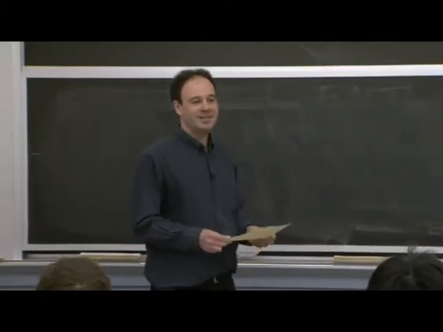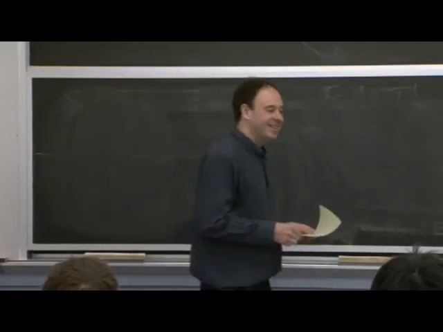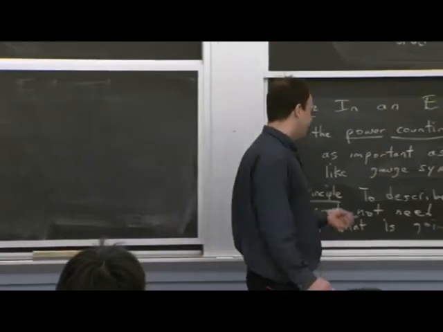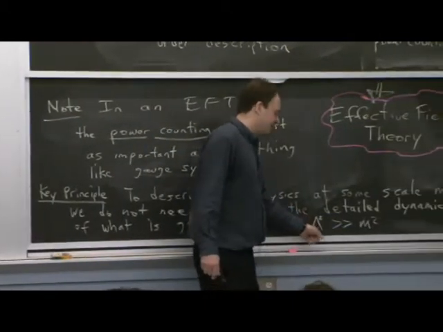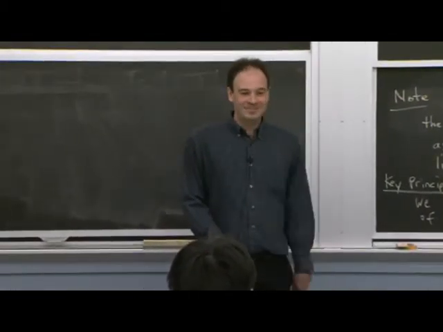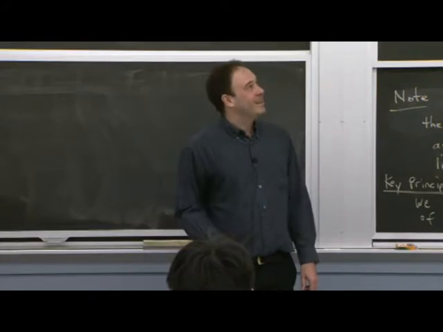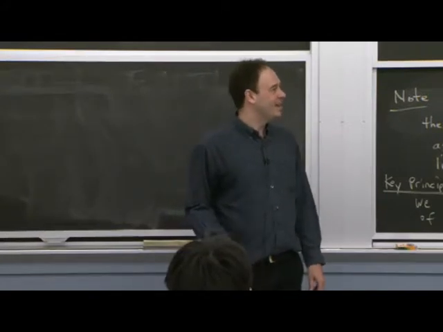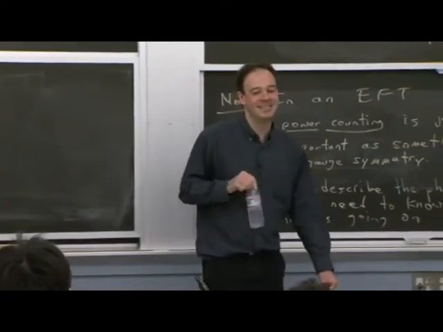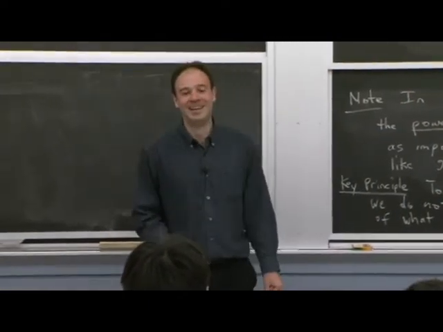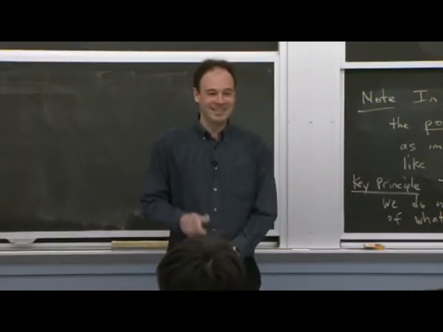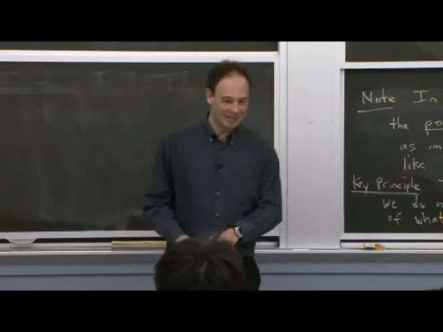So can anyone give me an example? Just try to get the class engaged here. Can anyone give me an example of an effective field theory that doesn't involve expanding strictly in mass scales, that involves some other type of expansion? Yeah? Well, OK. HQET, you could say, is just an expansion in lambda QCD over MB, or MC. So not quite. SCET. Well, you've studied it. But correct answer.